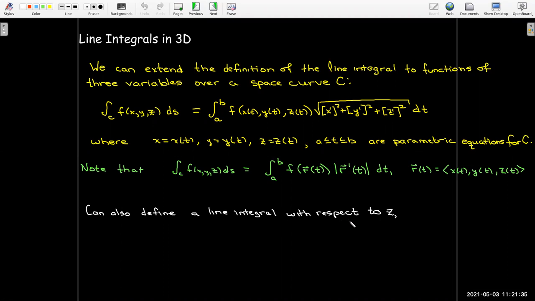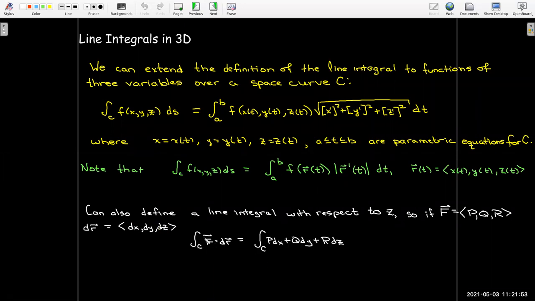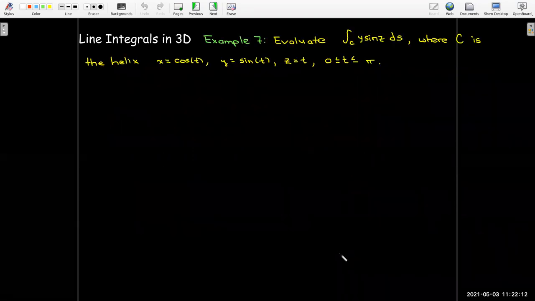And since we can now define a line integral with respect to z, if I have a vector field with three component functions, so a vector field over R3, I can write my vector differential dr having components dx, dy, and dz. And so my line integral of f dotted with dr, I can write using this shorthand here. So I really have three line integrals in one here, one with respect to x, one with respect to y, one with respect to z.